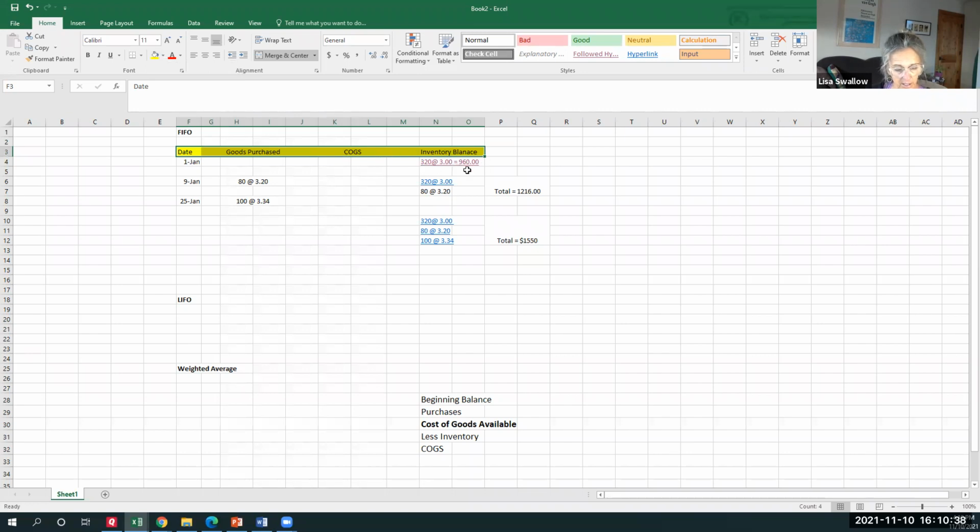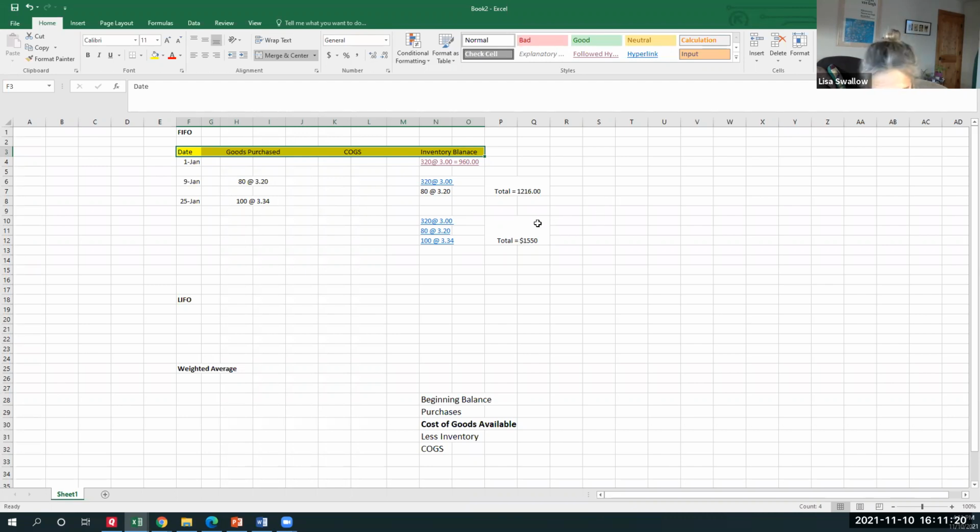I started out here, let's see, my data is on 6-5 with 320 units at $3 each. And then I made this purchase. So then you've got to write them out again. I've still got the 120 plus the 80. And then over here, make your total. Here's what my total balance is. Then on the 25th, I got another 100 units. So now I come over into my inventory balance, again, the 320, the 80, and the 100 at 334. So I've got $1,550 worth of inventory at this point in time.